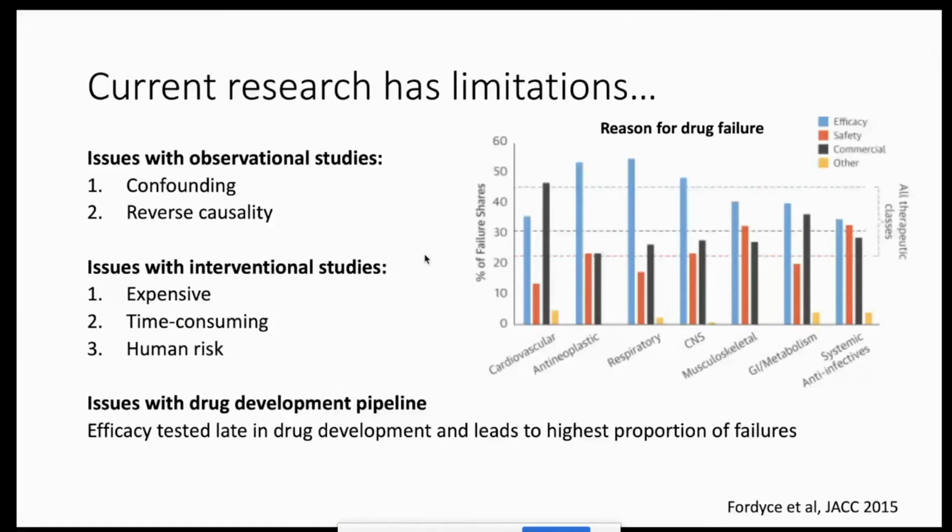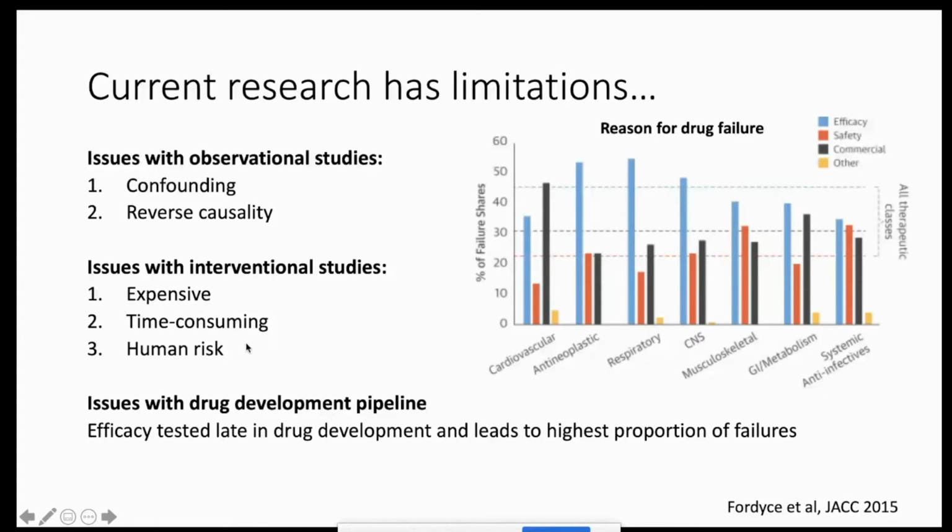Before the break, we had discussed a lot about the limitations of some research studies. Like we were saying, with observational studies there's the risk of confounding and reverse causality, and interventional studies can be quite expensive and time-consuming to set up. There are also always risks to humans when we make interventions, such as starting new drug therapies. So there are quite a lot of limitations in both of these study designs.